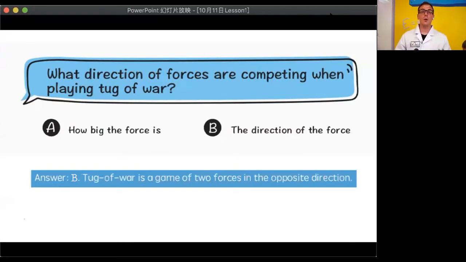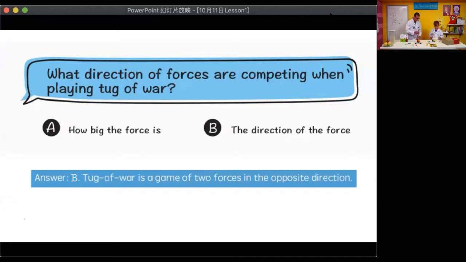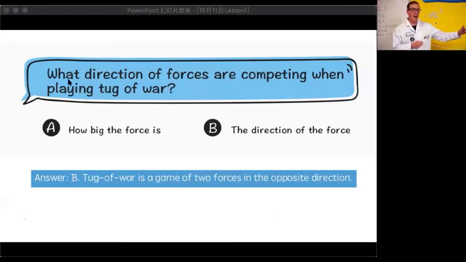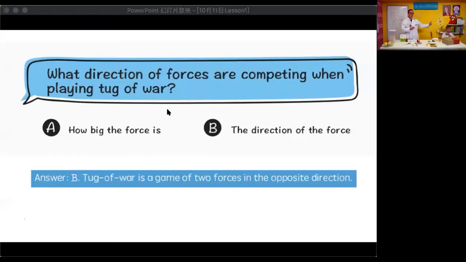B is the correct answer. So when we had a tug of war, we have our tug of war rope right here. Max, you want to grab it? Max has been busy decorating his spring scale. So we're pulling. Max is pulling towards him, and I'm pulling towards me. It's opposite directions. Max wins again.